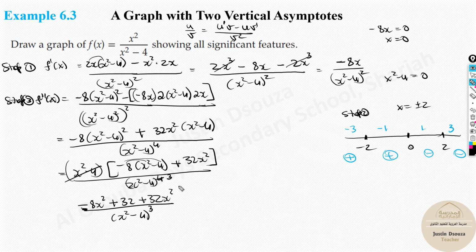This is how we get it. Then what is the next step now? Here we can just simplify this, and the denominator is done. Don't do anything because it's a cube. See, it's just like this.